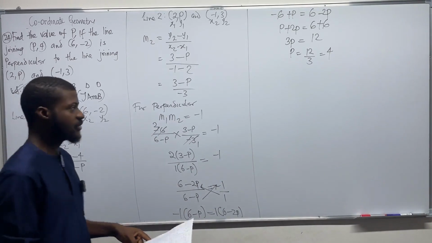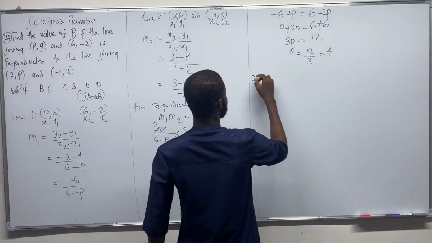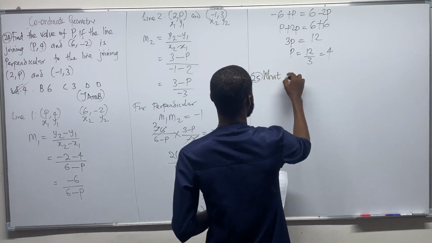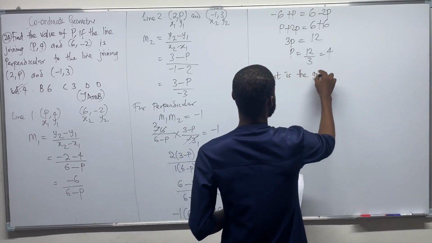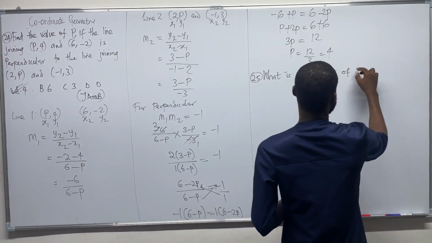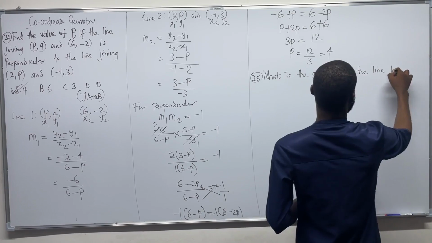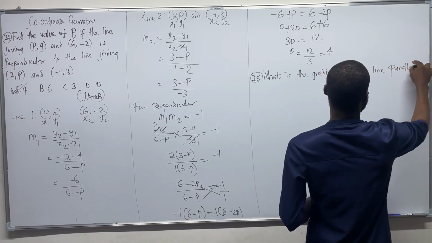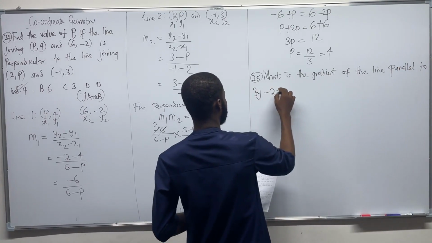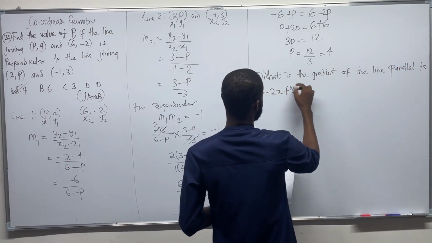The next one is number 25. Number 25 says, what is the gradient of a line parallel to 3y minus 2x plus 8 equal to 0.